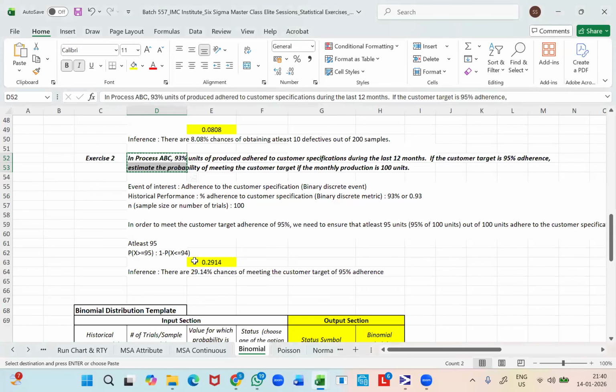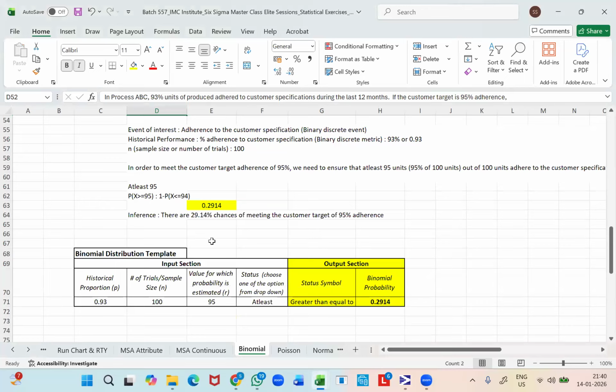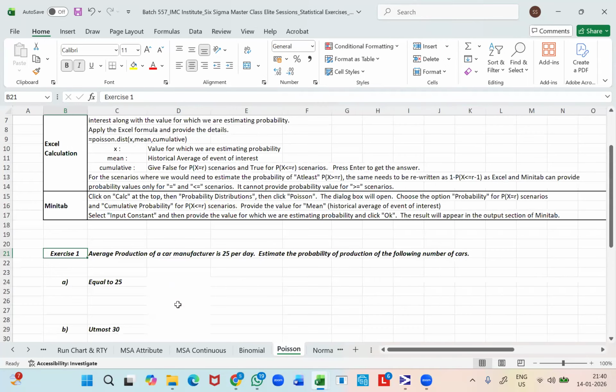Fine. So better to use the templates to solve all these exercises. Fine. So this is about the binomial distribution exercises. So next we are going to move to the Poisson distribution exercise.